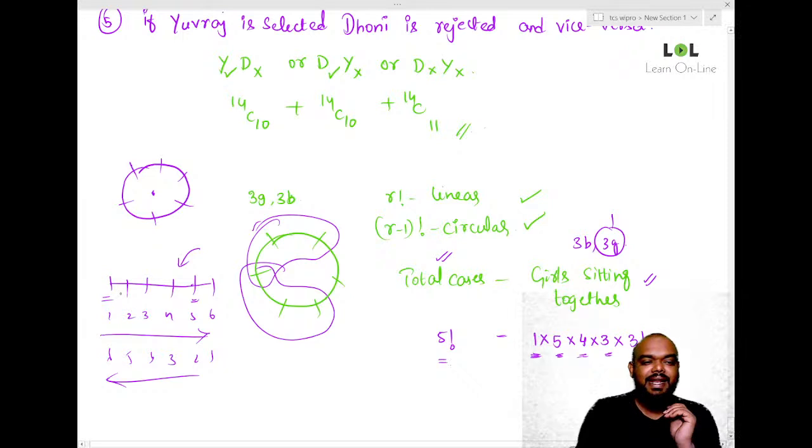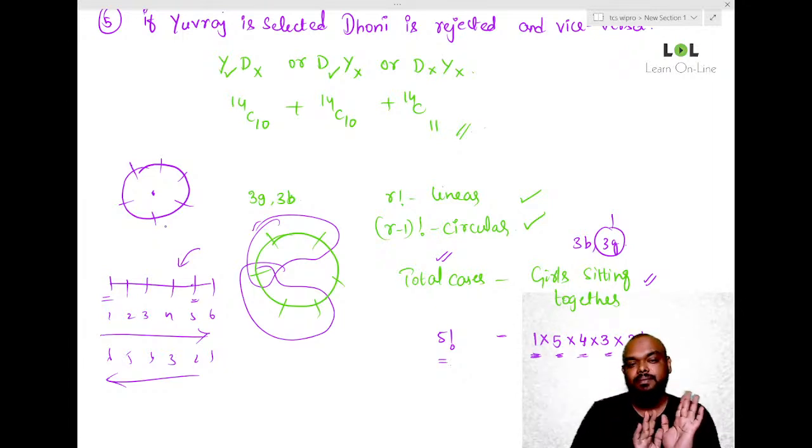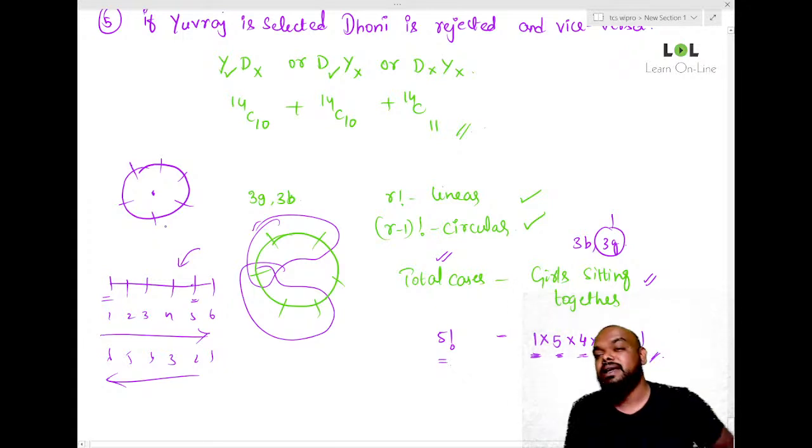No, linear arrangement means what? Straight line. When they are sitting in a straight line, that is linear arrangement. In a circle also there will be left and right. That is not a problem. Linear arrangement means straight line. Circular arrangement means sitting around a circle. Am I clear? In the circle, there won't be any end points. That is the reason why we don't have a reference point.